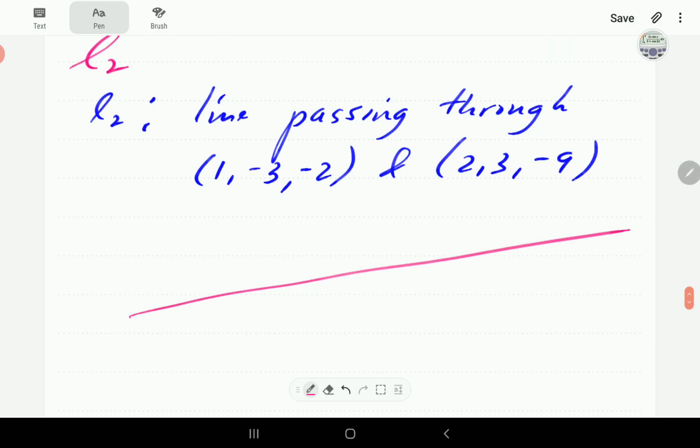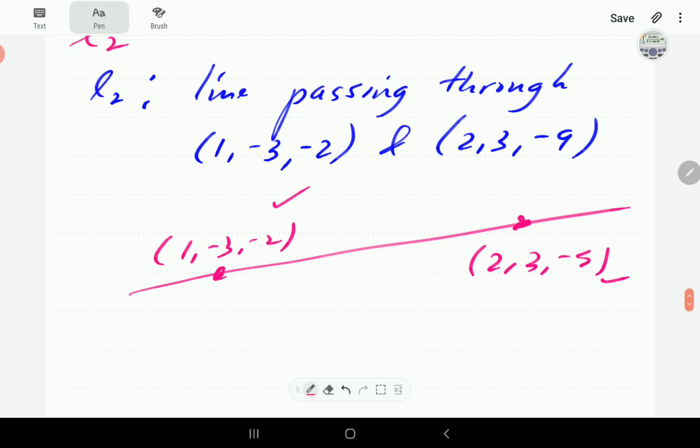So if I just make a rough sketch of this line, minus 2, 2, 3, minus 9, then we could use any of these as x0, y0, z0, but we need the direction vector. The direction vector we can get by subtracting one of these from the other.